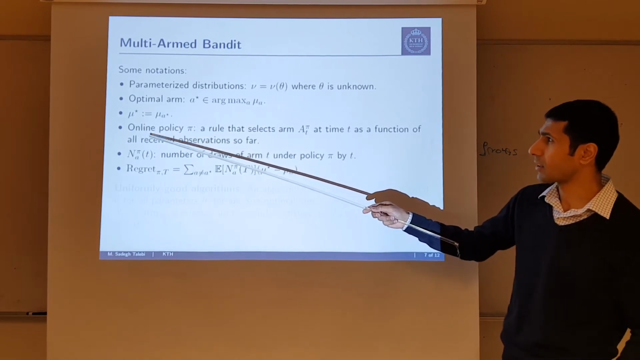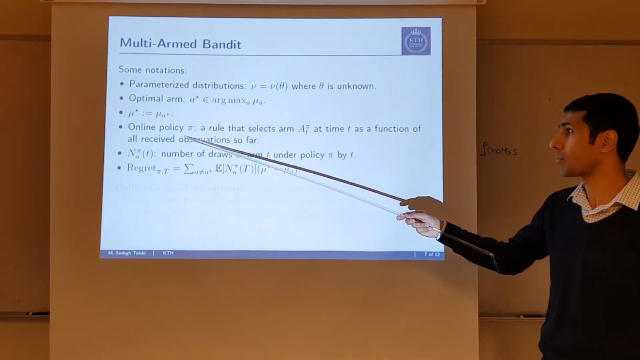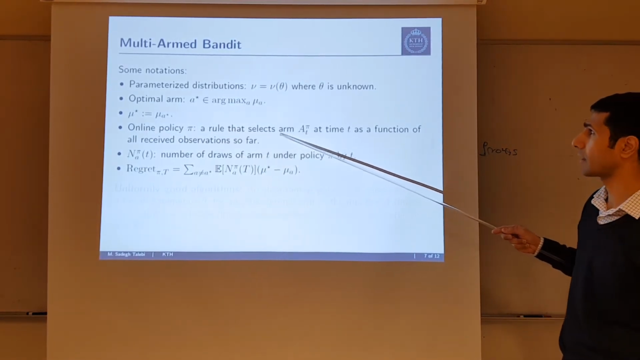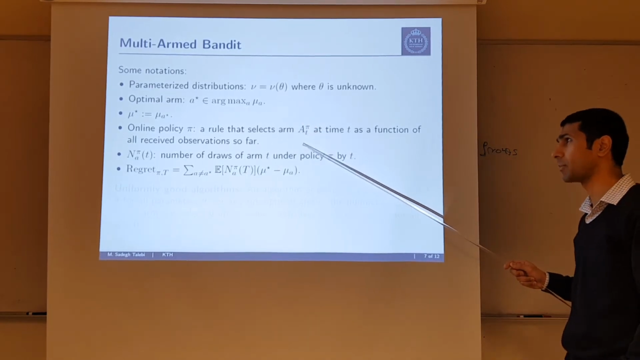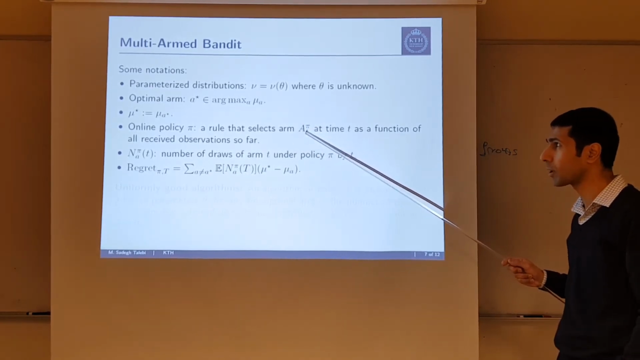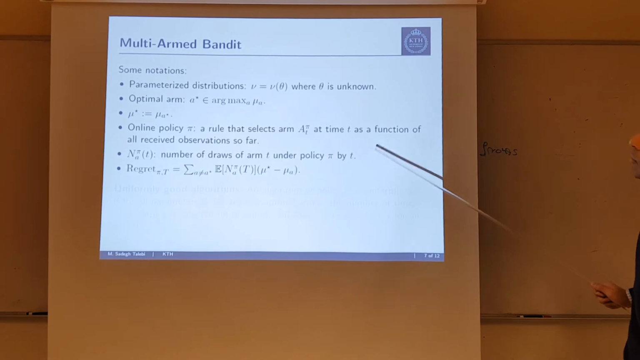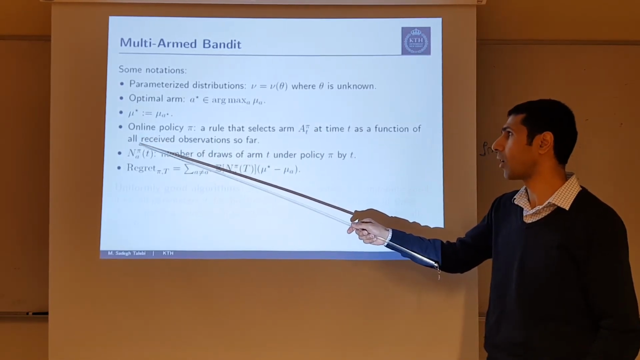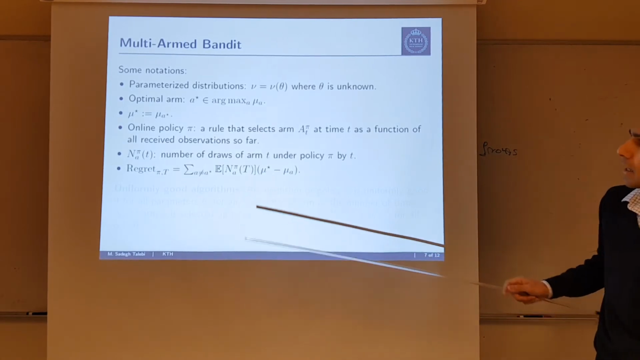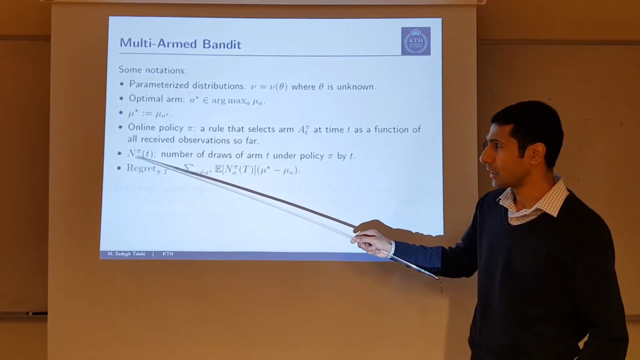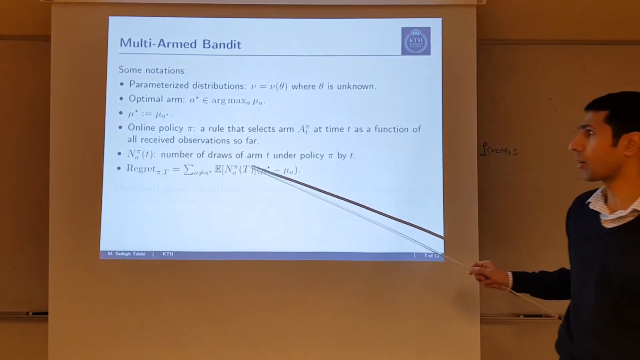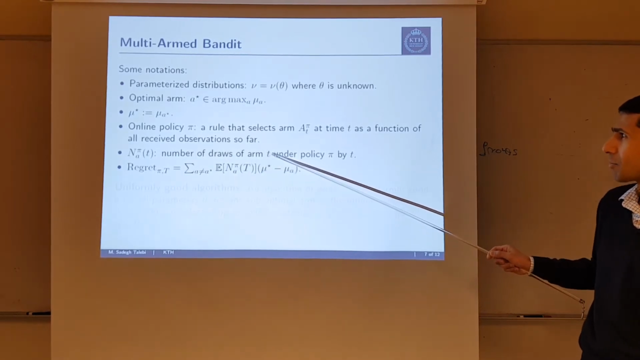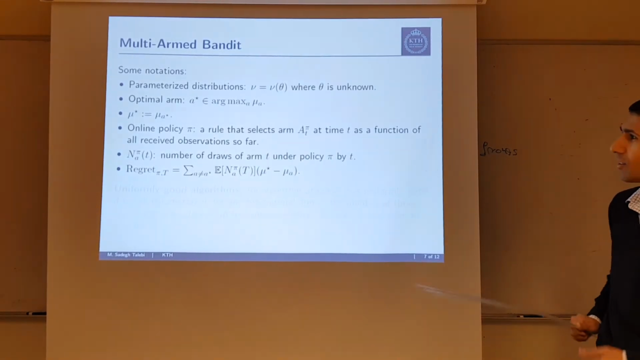Just as an overview to this notation, recall that we consider an online policy pi, a rule that selects the arm at time t under this policy, which is denoted by superscript pi, which takes as an input all the observations received so far. And N_a(t) under policy pi is the number of pulls of arm a under policy pi.